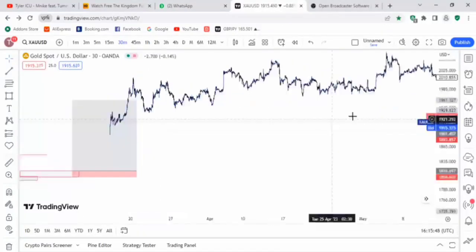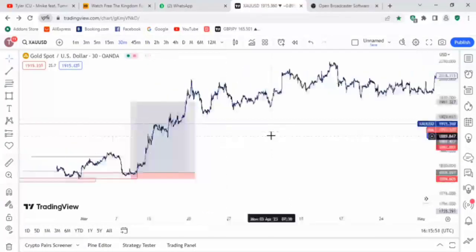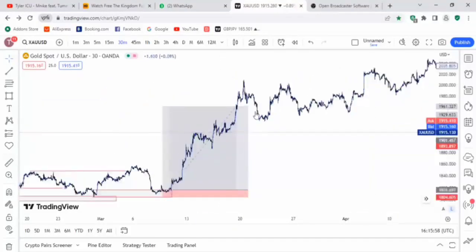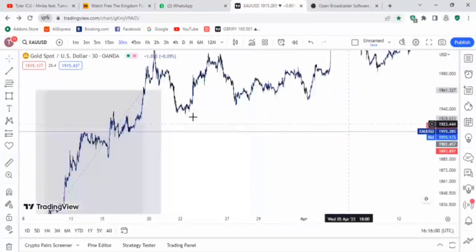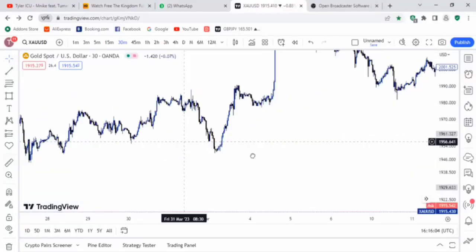You see that I was on the 4 hour time frame, now I'm on 30 minutes. The reason why I'm confident about switching time frames is because I know the trend and I know where the market is heading, so I can find opportunities in all time frames.